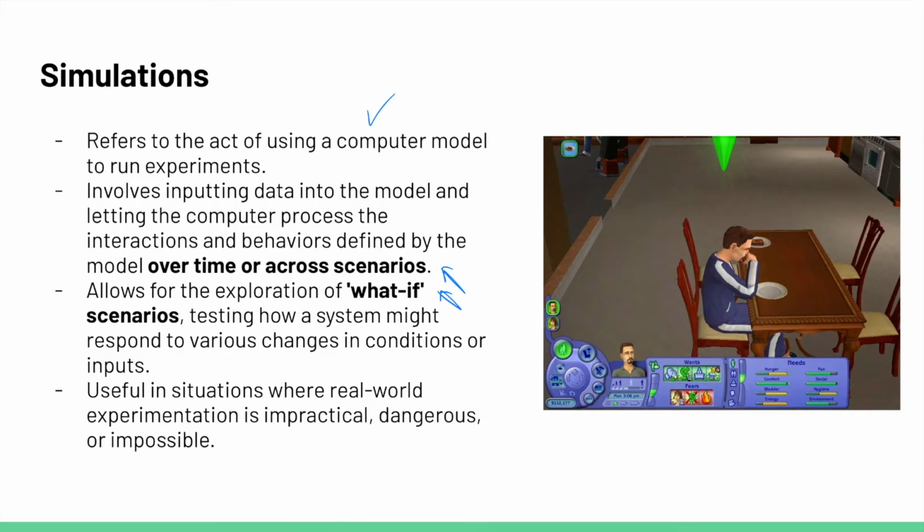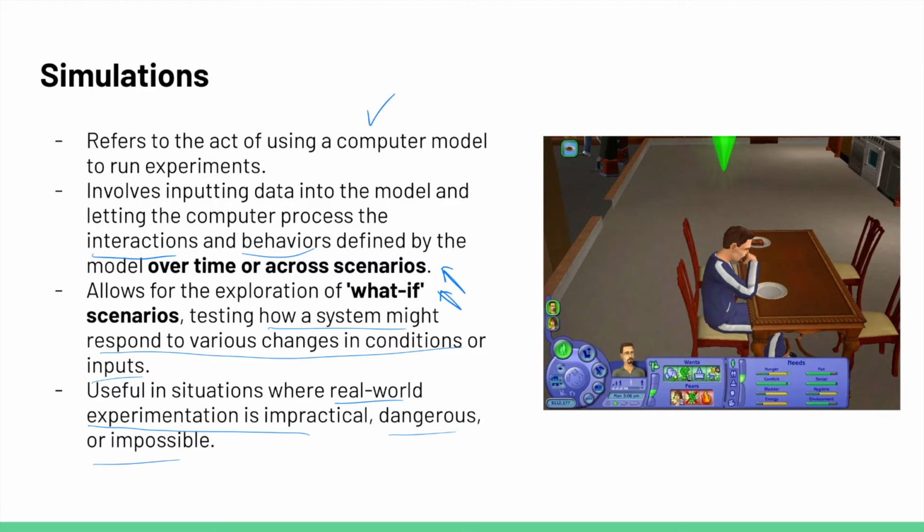And in doing so, we can more accurately reflect real-life situations over some time and test how a system might respond to various changes in conditions or inputs, especially dynamic conditions and inputs. Simulations are often useful in situations where real-world experimentation is impractical, dangerous, or impossible. So when we're running simulations, we have some input, and then once we input data, we see what the result of that data is over time, given different situations, interactions, and behaviors that take place during the course of that time.